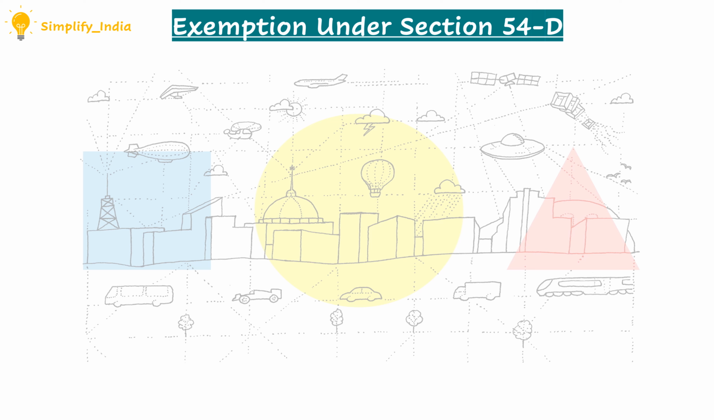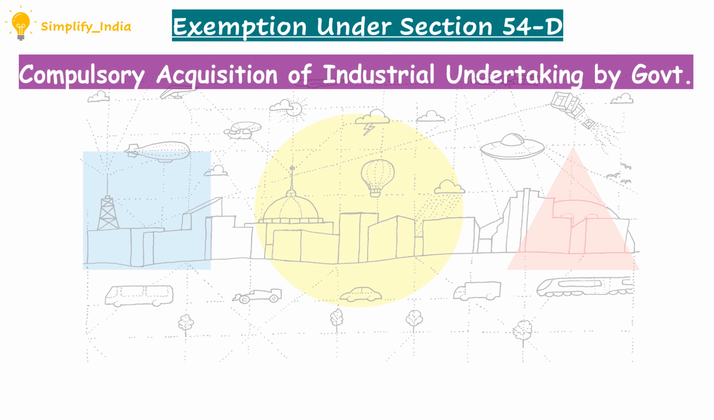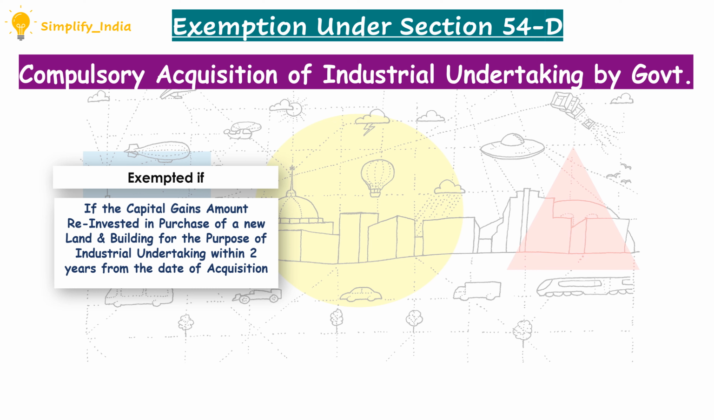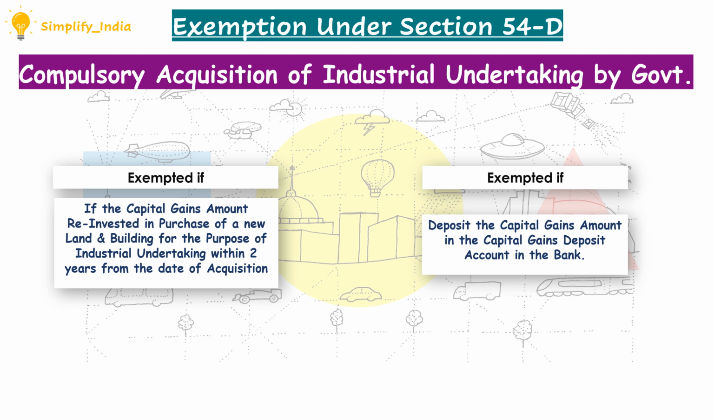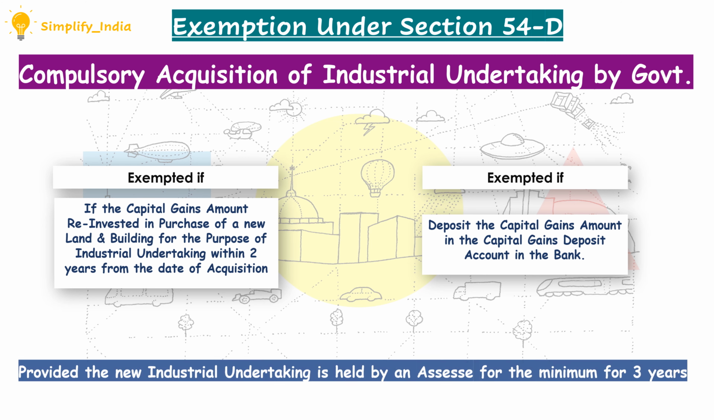Next, we have exemption under 54D, that is, compulsory acquisition of industrial undertaking by the government. When an assessee, as an industrial undertaking, holds any land and building or machinery which has been compulsorily acquired by the government, which is used for industrial purpose for at least 2 years, then the capital gains arising out of it can be claimed as an exemption if the gain is reinvested in the purchase of new land and building for the purpose of industrial undertaking within 2 years from the date of acquisition, or deposit the capital gain into the capital gains deposit account in the bank, provided that the new industrial undertaking is held by an assessee for a minimum of 3 years.